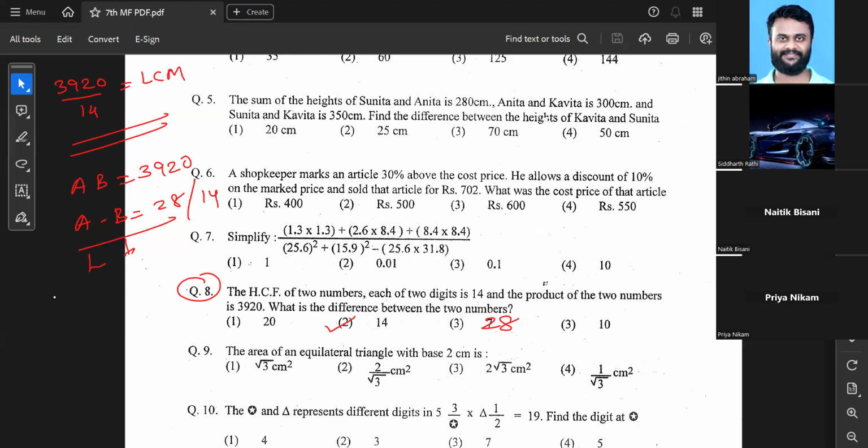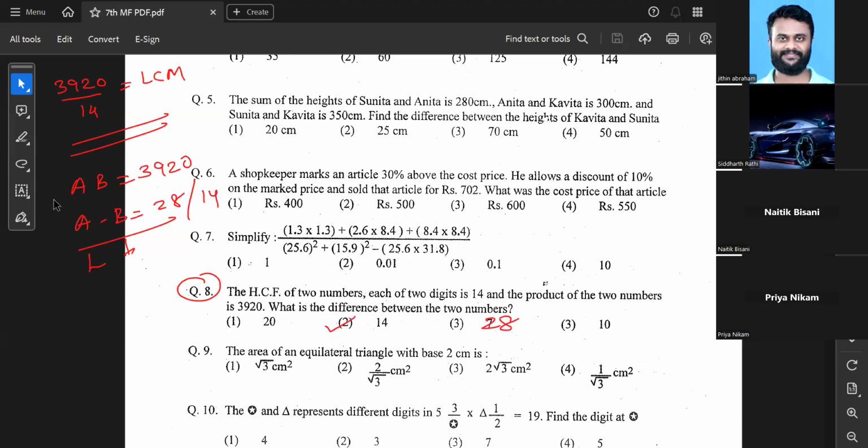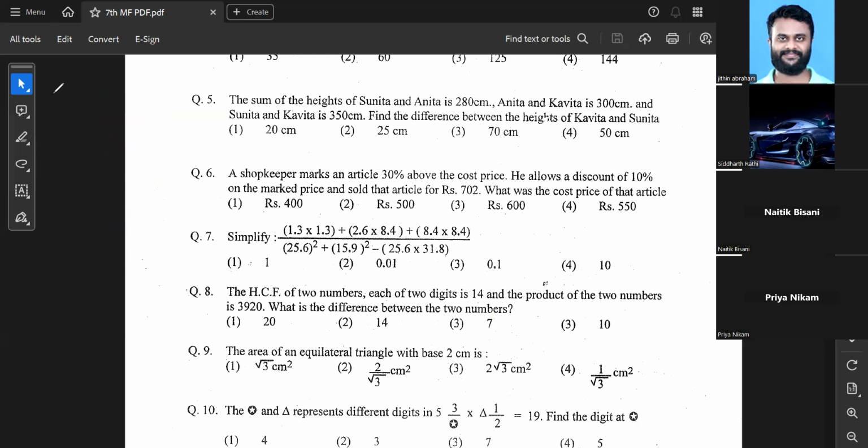Okay, sir. Sir, you did AB is equal to 3920 and A minus B is equal to 28 or 14. Correct. So how, what do we do next? Okay, you consider B is equal to 3920 upon A. You substitute instead of B, you'll get a quadratic equation for A. Okay, that's when you get two values. Okay. Proceeding further. Okay, now the next problem after eight.